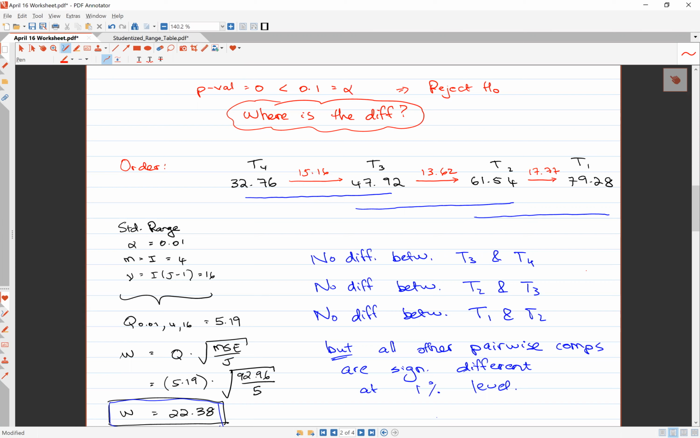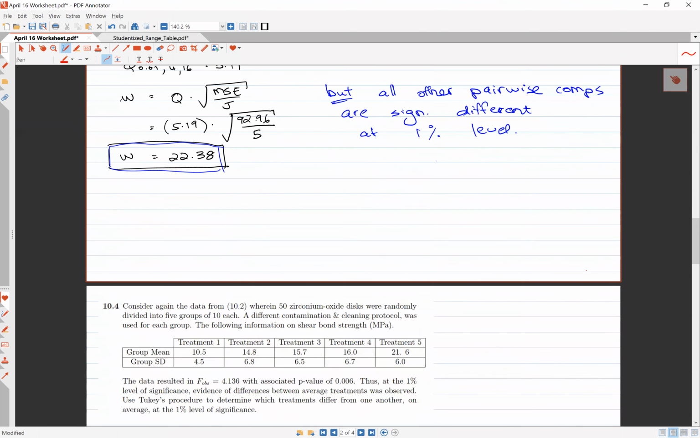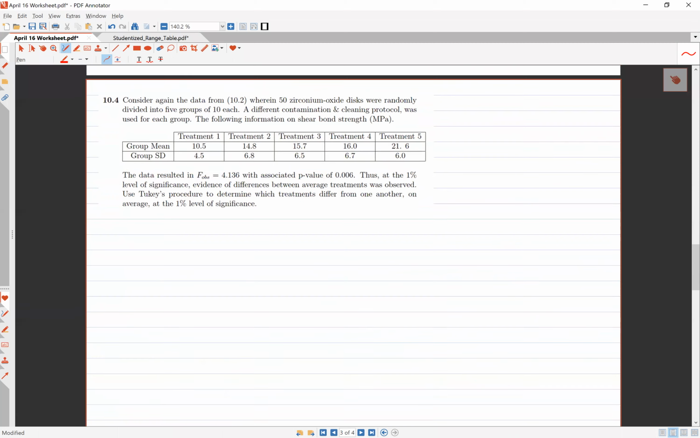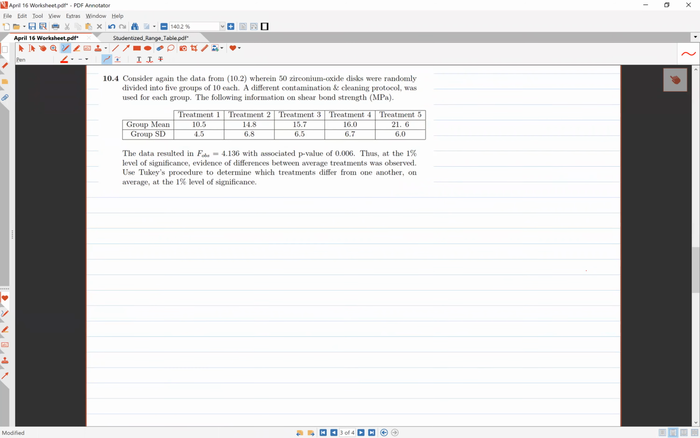So we have one more example here to look at. Problem 10.4, and this is just picking up from 10.2. So we've already done the ANOVA analysis. We found a p-value of 0.006, which is significant at the 1% level. So we found evidence of a difference. But we now want to implement Tukey's procedure to determine which of these treatments differ at the 1% level.